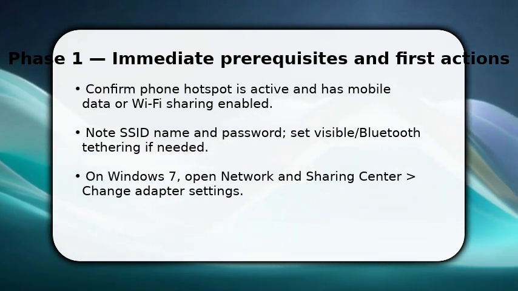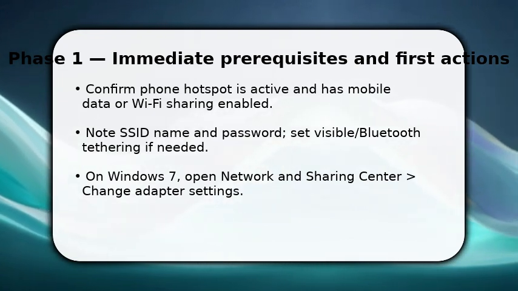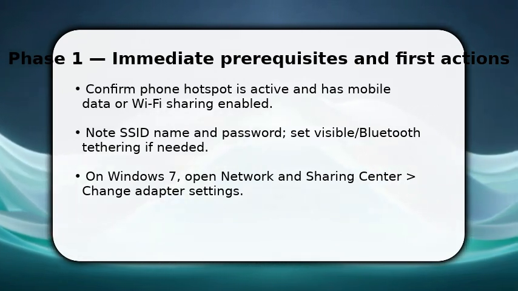On the laptop, open Control Panel and go straight to Network and Sharing Center, then click Change Adapter Settings to prepare the wireless adapter for scanning and connection.